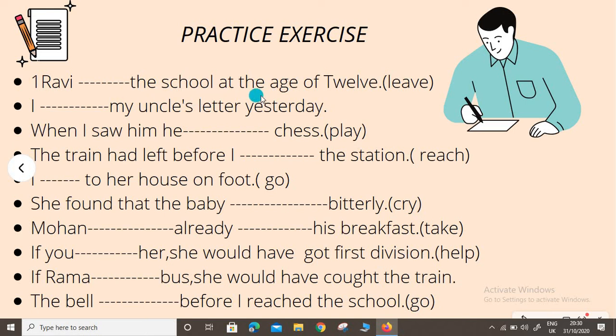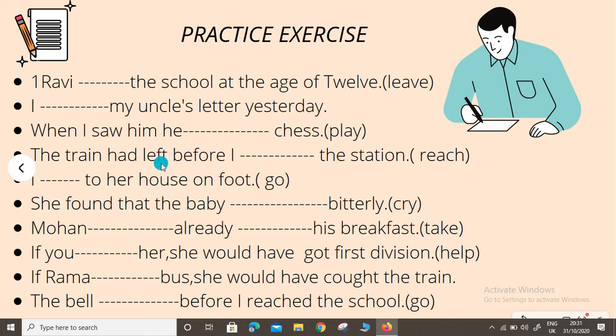Ravi dash the school at the age of 12, and your verb is leave. Ravi left the school at the age of 12. Simple past tense. I dash my uncle's letter yesterday. So the word yesterday itself tells you that it is to be in simple past tense. I received my uncle's letter yesterday. When I saw him, he dash chess. So that means when I saw him, he was playing chess. So this sentence tells you that it is in past continuous tense.